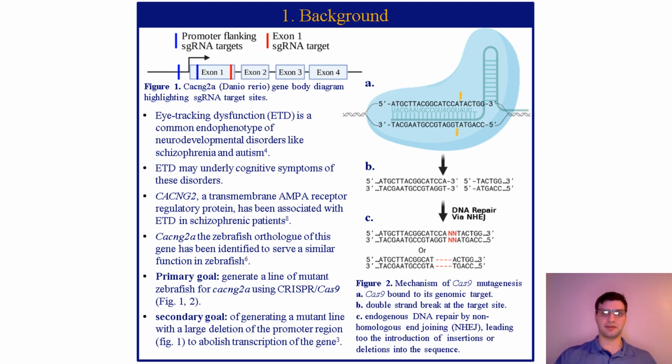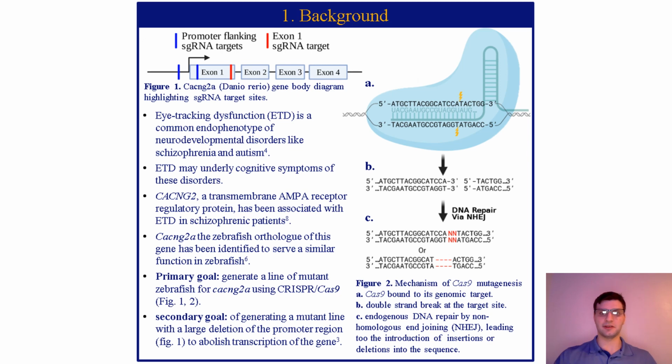Several genome-wide association studies have identified potential risk genes for the development of ETD, and among those is CACNG2, which was identified as the most significant correlate of antisaccade error, an inability to inhibit reflexive eye movements towards stimuli entering a visual field. Knockdown studies have suggested that CACNG2A, the zebrafish ortholog of this gene, is functionally identical to the human gene, making zebrafish an ideal model for examining the effects of this gene on eye tracking as well as neural circuit formation in the visual system.